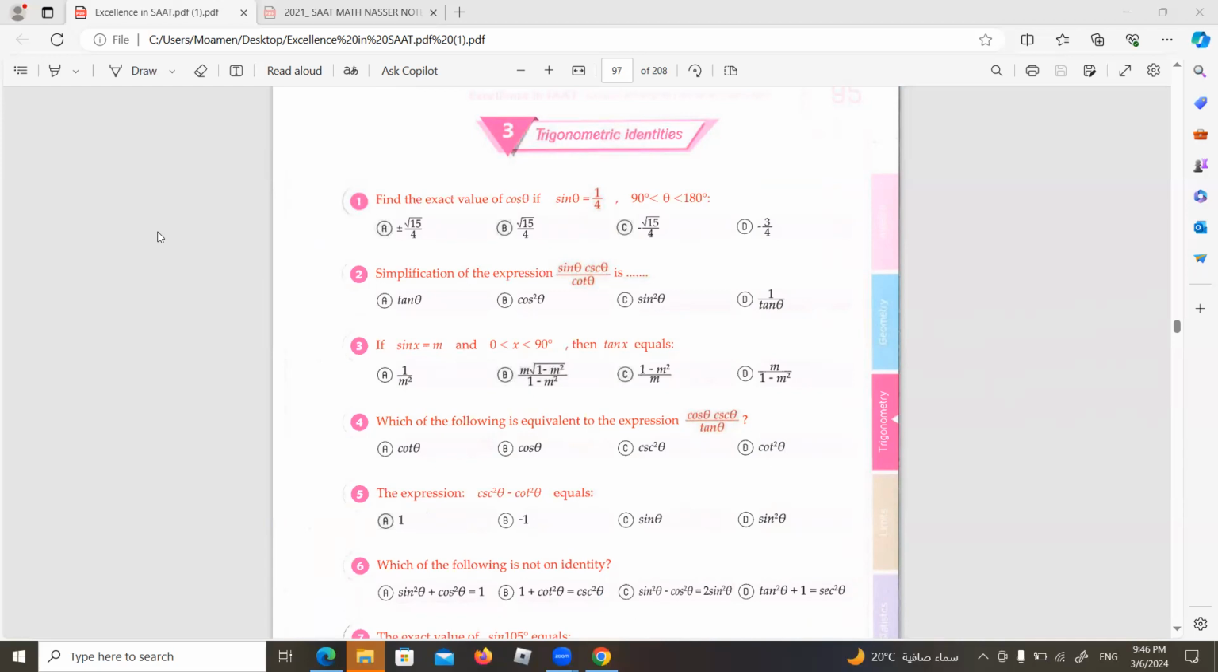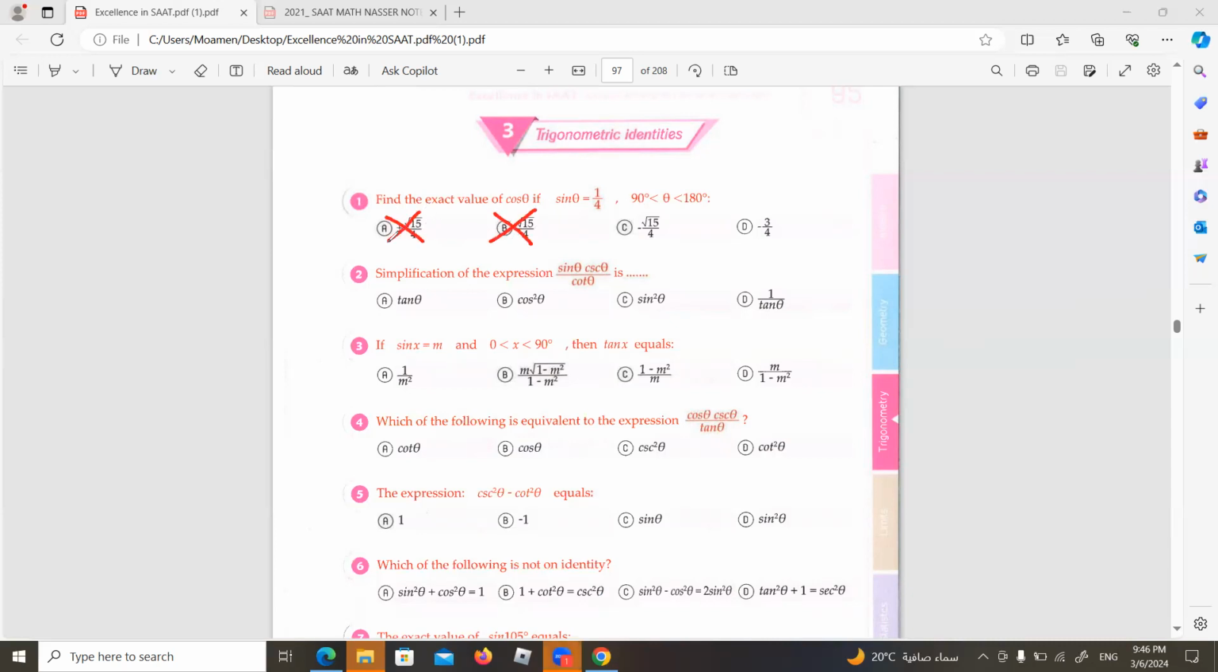Number one, find the exact value of cosine theta if sine theta equals 1 over 4 and we work in the second quad. Why do we work in the second quad? Because we work from 90 to 180, and we said yesterday that from 90 to 180, it's the second quad. In the second quad, sine is positive, cosine is negative.